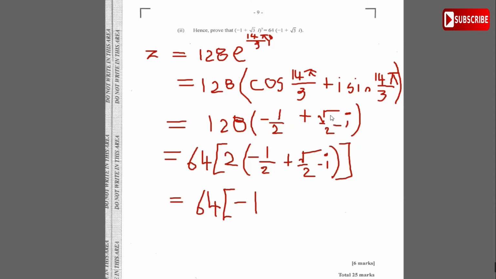Check it in a calculator, you get 0.866, which is root 3 over 2. And then you finally work this out. This 2 cancels this 2, and you get plus root 3 times i. Nice and easy, solved. This concludes this question. Proven.